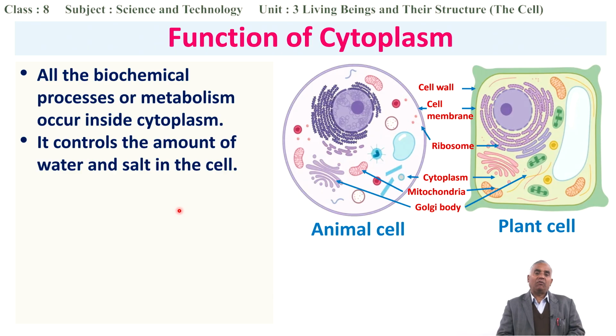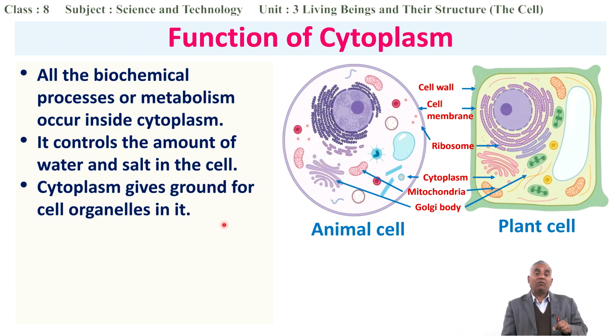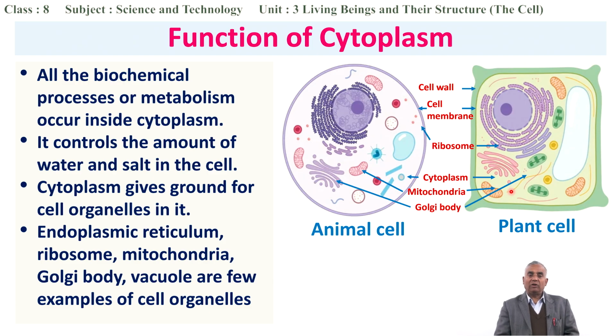It controls the amount of water and salt in the cell. Inside the cell, the amount of salt and water is controlled by what? Cytoplasm, because unnecessary, unrequired materials are collected to be thrown out by the cytoplasm. Cytoplasm gives ground for cell organelles in it. All the cell organelles are found here. Look, mitochondria is here, ribosomes are here, lysosome is here, vacuole is here, centrosome, Golgi body, plastids. They are found in cytoplasm. Endoplasmic reticulum, ribosome, mitochondria, Golgi body, vacuole are a few examples of cell organelles.